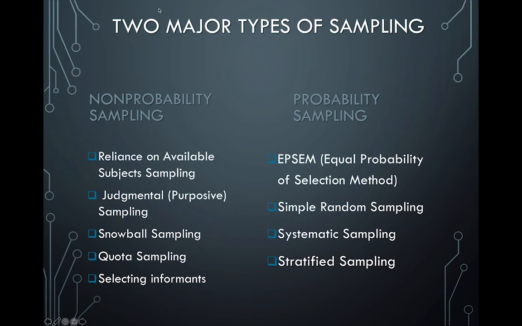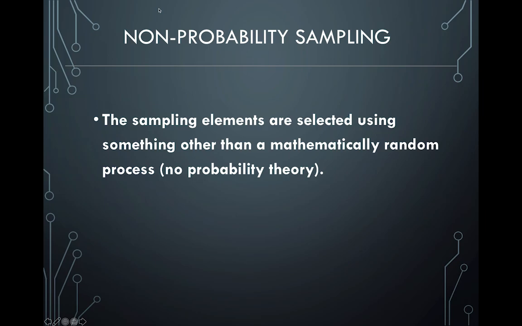I just want to quickly go through some other types of non-probability sampling and then look at probability sampling, which is the accepted standard for surveys and things like that. Although things are changing a lot because of online information and analytics and things like that. But for now, we'll go through this. So non-probability sampling, very simply, the sampling elements are selected using something other than a mathematically random process.